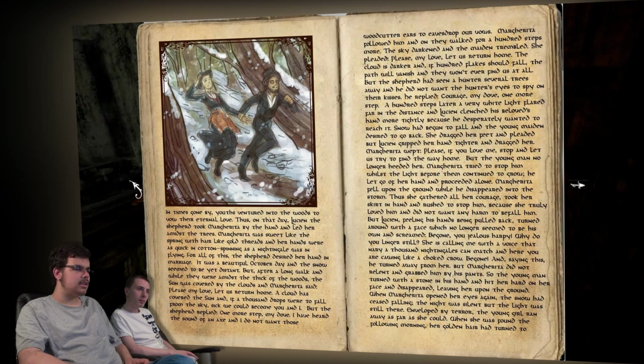In times gone by, youths ventured into the woods to find their eternal love, blah, blah, blah. Please, my love, let us return home.